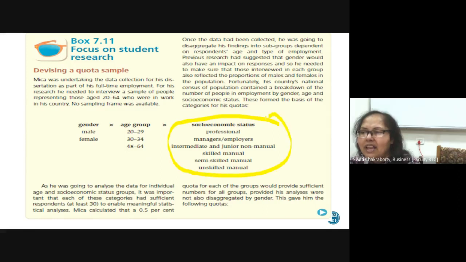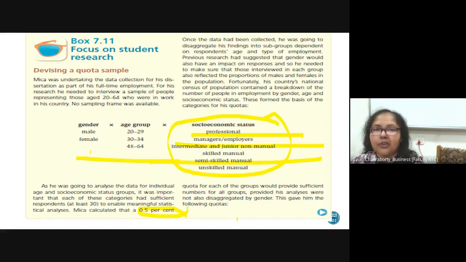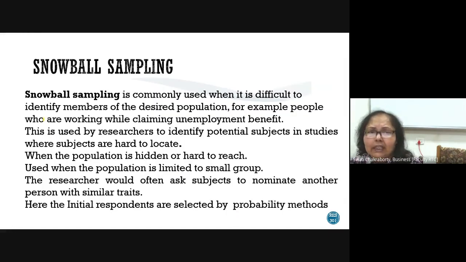Quota means the different categories, right? Different categories, different age groups, and gender. So that's how he collected, and he found out that a 0.5% quota for each group would provide a sufficient number for all groups, right? Next comes snowball sampling.